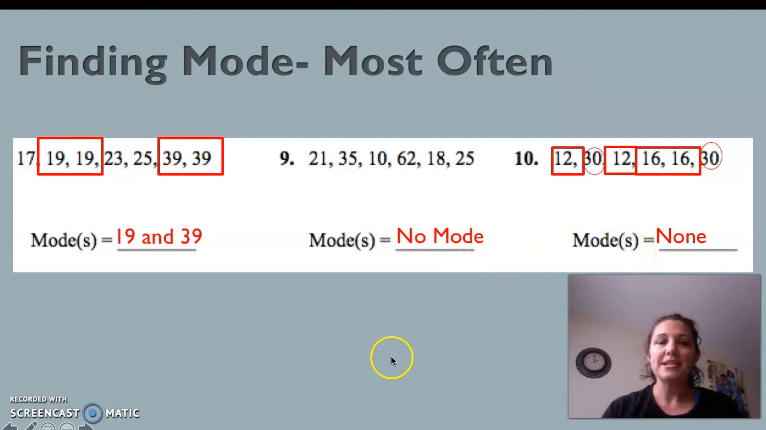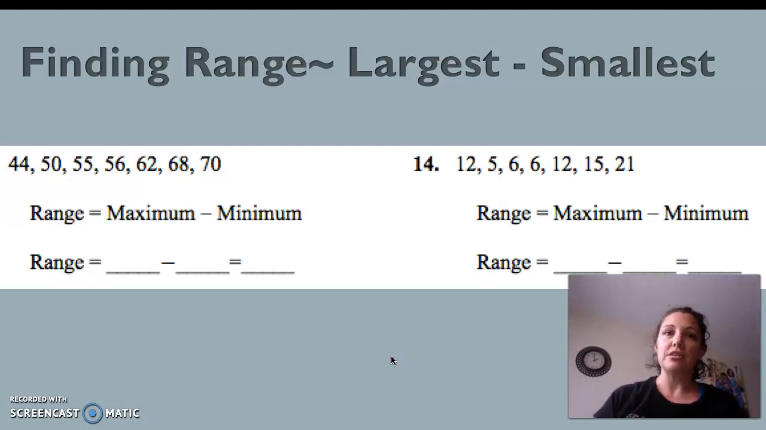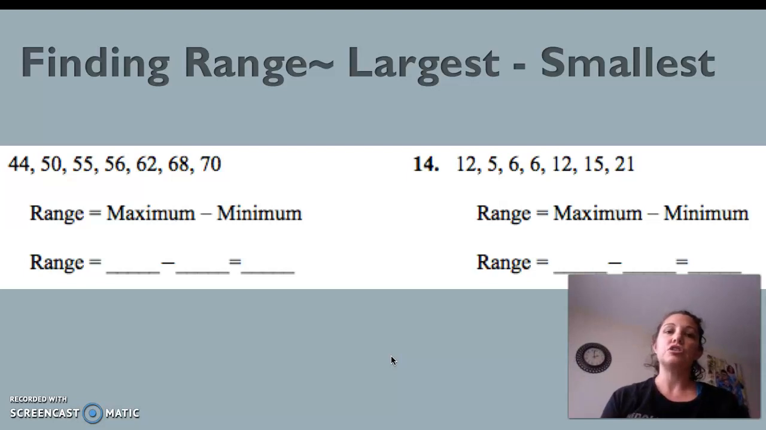All right, the last thing we're going to talk about is not a measure of center, but it is a way that we measure data, and it is called range. When we find range, we're trying to find the spread of our data. So how far apart is the data? And to do that, we subtract the largest and the smallest values.